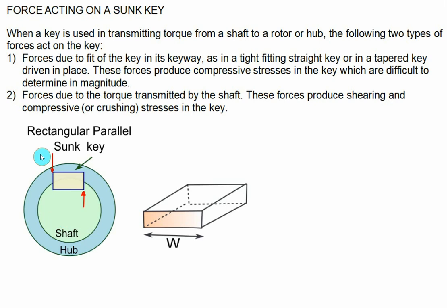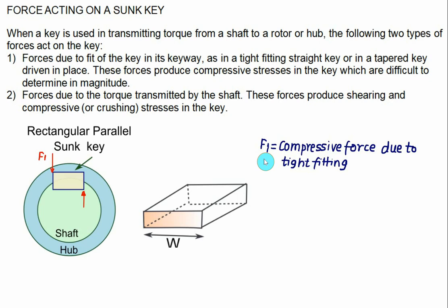So let's call this one F1. F1 represents here the compressive force due to the tight fitting, and then the power is transmitted here. Power is equal to 2 pi into rotational speed N multiplied by torque T divided by 60. And this torque will develop the additional force that is equal to F2. So torque is given as F2 multiplied by D by 2. So this force F2 is due to the torque transmission.